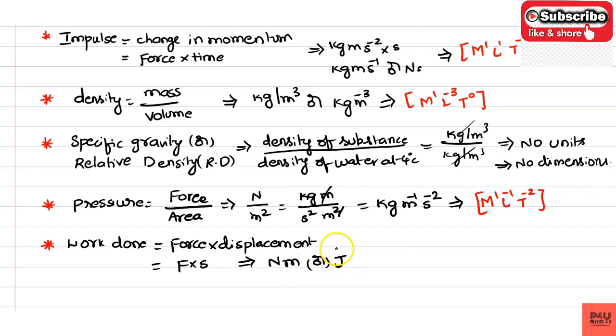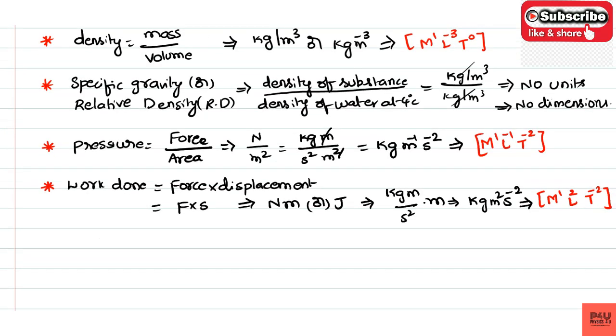Newton meter or joule. So Newton meter can be written as, Newton means kg meter per second square, and meter. So meter into meter, we'll get kg meter square second power minus 2. So for this one you should write the dimensional formula. So we'll get mass power 1, length power 2, time power minus 2. It is the dimensional formula for work done.